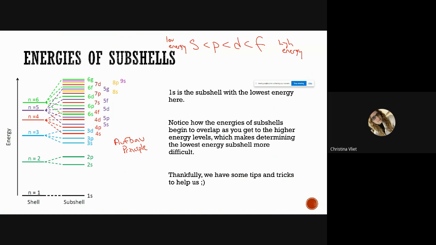Energy level 1 is less than energy level 2, is less than energy level 3, is less than energy level 4, right? Because the closer the energy level is to the nucleus, the lower the energy. It turns out the differences in the energies between energy levels and the differences in the energies between the sublevels are not always exactly the same. And that's why this ends up looking very complicated.